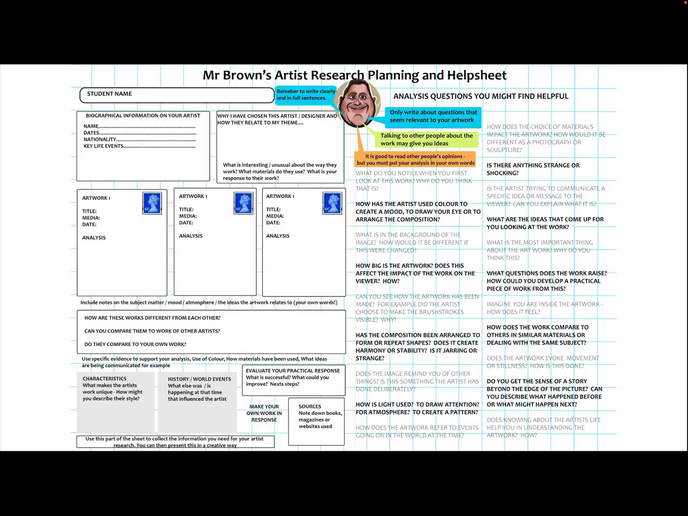I've created a sheet which looks a little bit like this. Now it's called Mr. Brown's Artist Research Planning and Help Sheet, and it will give you some pointers as to how to write about your artists around your responses.